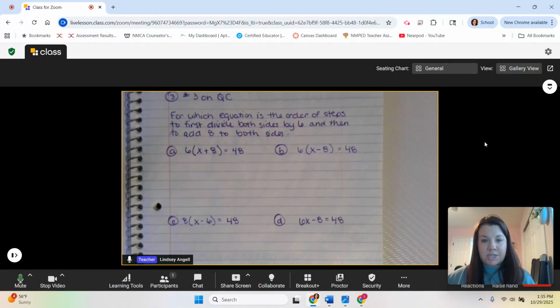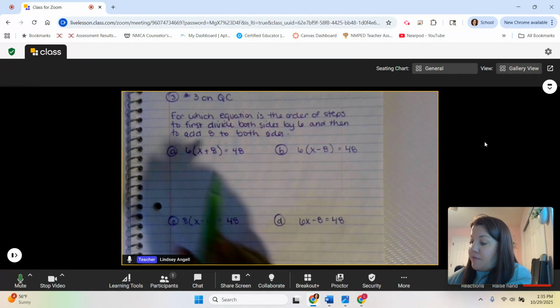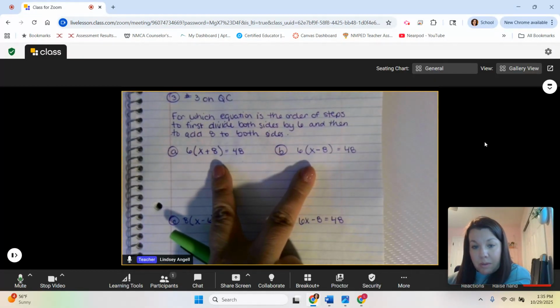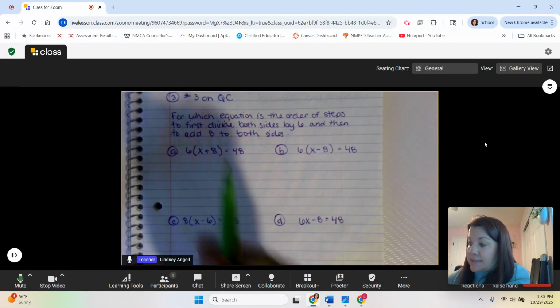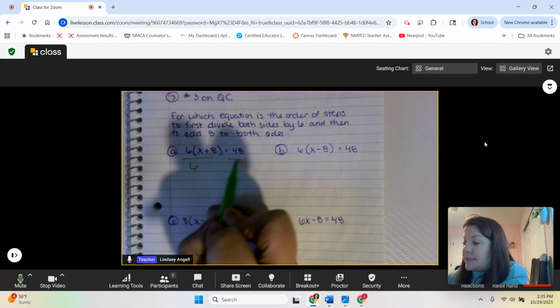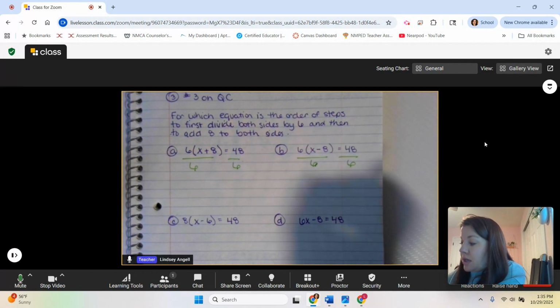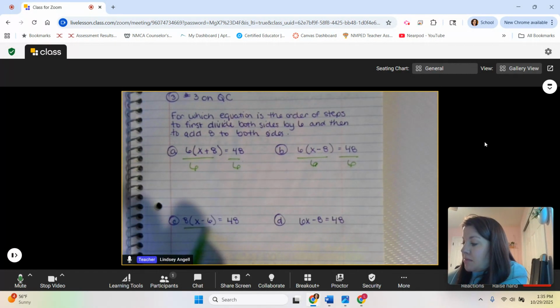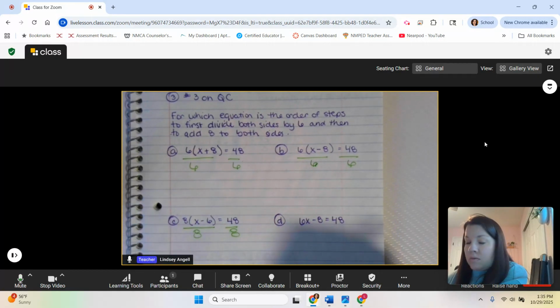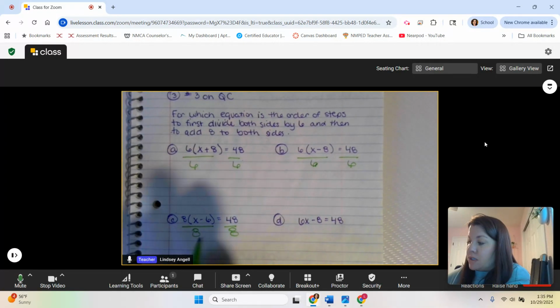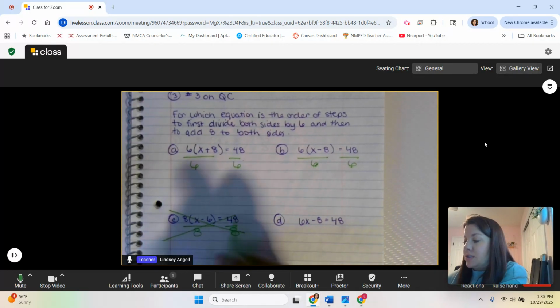For which equation is the order of steps to first divide both sides by 6 and then to add 8 to both sides? Okay, so let's go through them. First off, with these first two, my first step would be to divide by 6. So divide by 6, divide by 6. All right, so far I'm looking good. With this one, my first step would be to divide by 8. Well, that's not what it says in the problem. That's not what we're looking for. So just by knowing that, we can get rid of answer C.